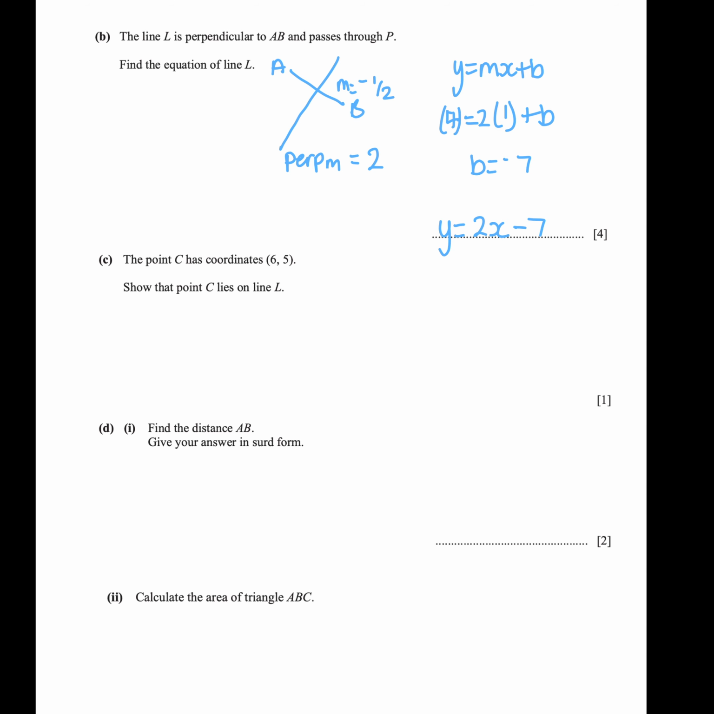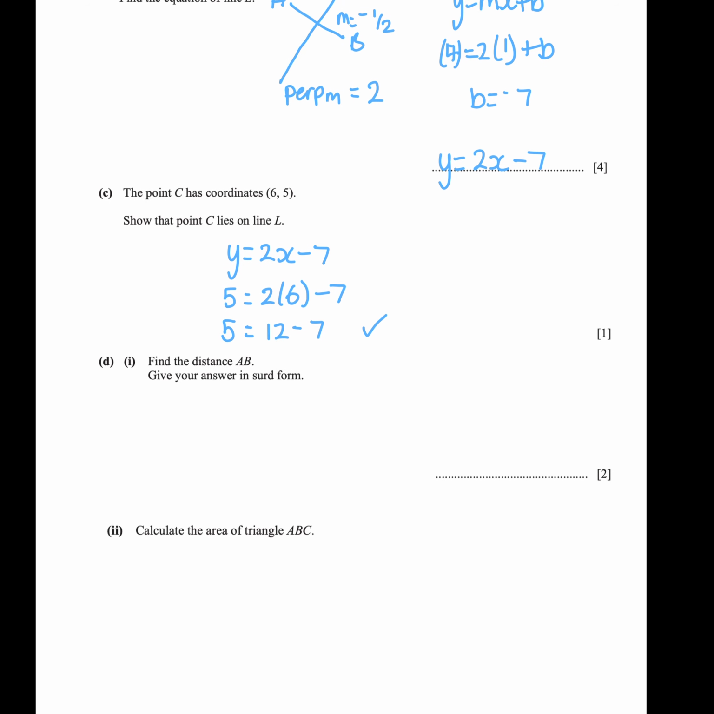So the point C has coordinates 6, 5, and we need to show that it lies on L. If it did lie on L, then it would work for that equation, y is equal to 2x minus 7. We need to show that when we plug in 6, 5, it works. So 5 is the y value, and x is 6. That gives me 5 is equal to 12 minus 7. So yes, that works, and we've got the final answer there.